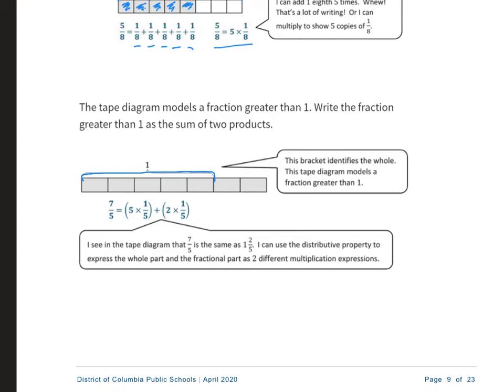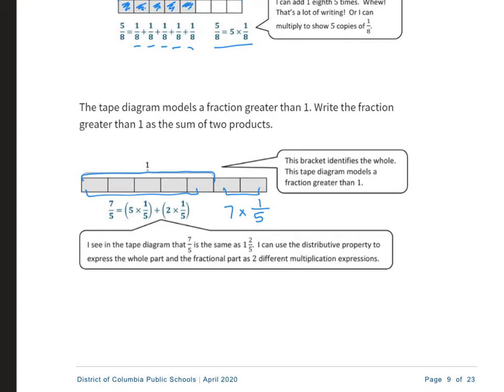So you could say it is the same as 5 copies of 1/5, right? Here's 5 copies, plus another 2 copies. What you could have also said is this is the same as 7 copies of 1/5, right? They could have also said that because that's still going to give you 7/5.